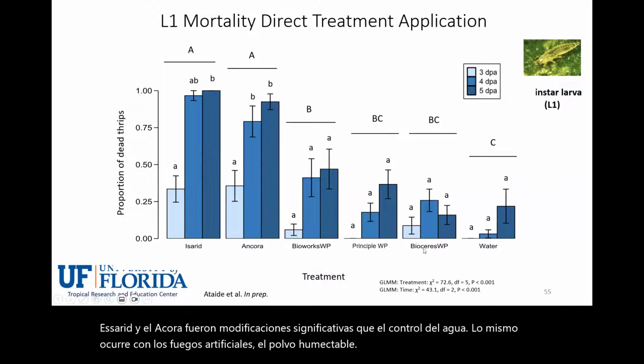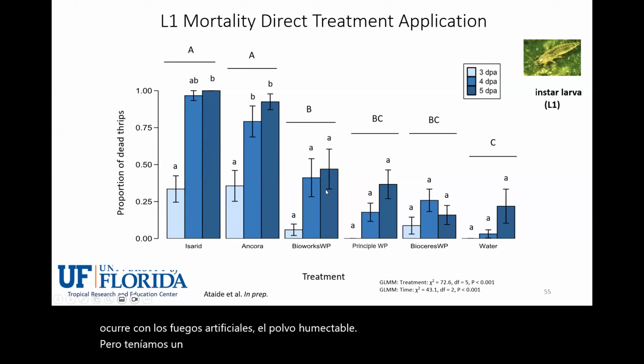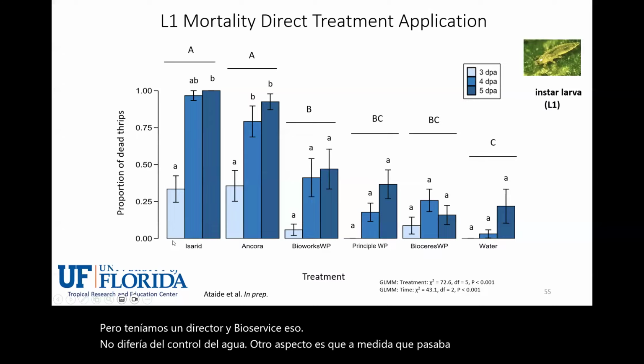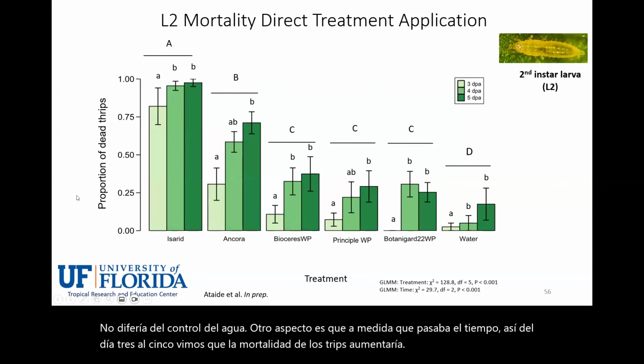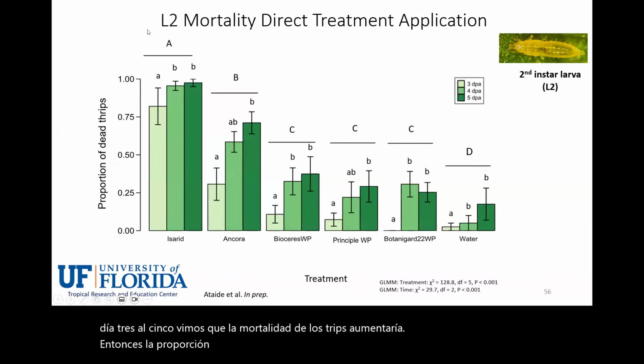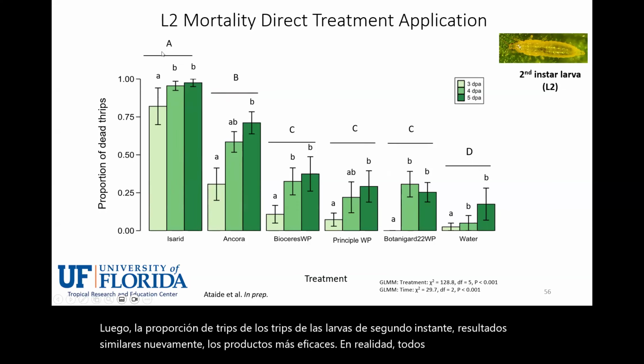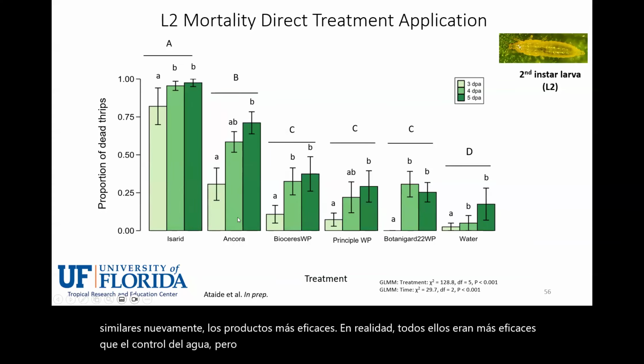But we had Principle and Bioseries that did not differ from the water control. Another aspect is that as time was passing, from day 3 to 5, we saw that the mortality of the thrips would increase. Then, the proportion of dead thrips of second instar larvae. Similar results. Actually all of the products were more efficacious than the water control, but the one that stood out was Isarid, followed by Ancora.